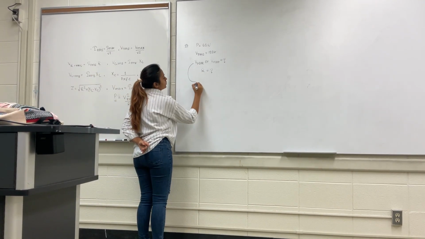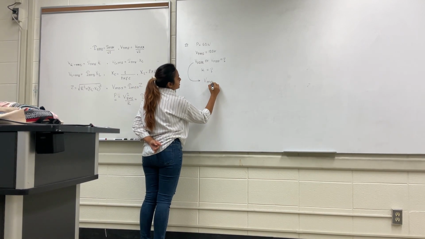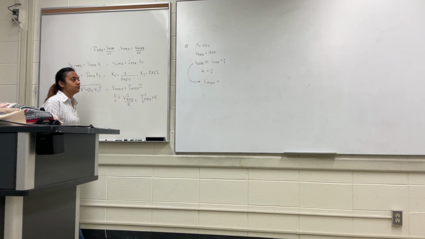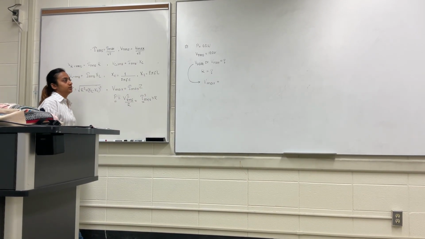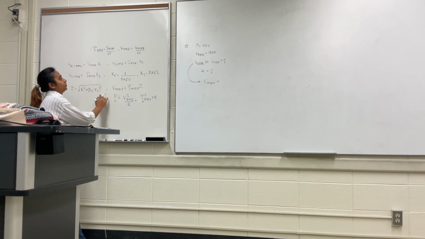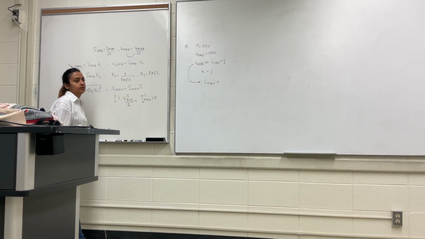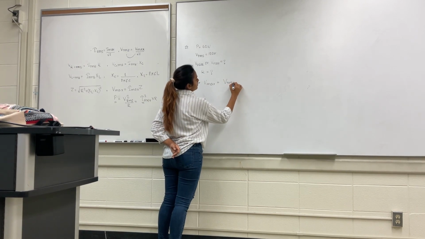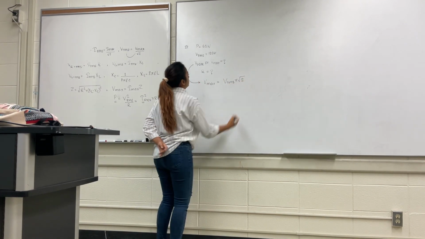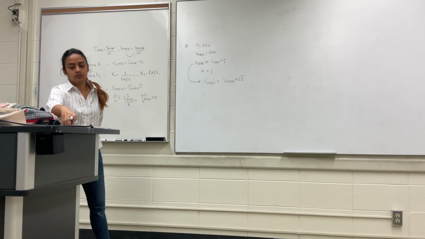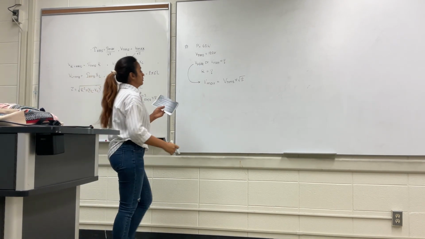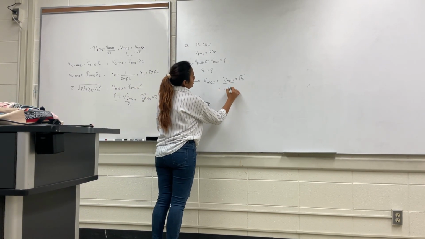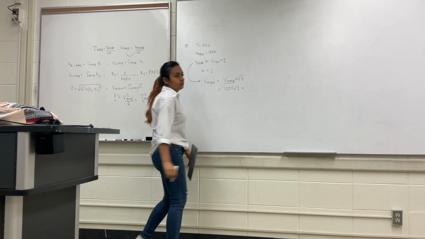Can you tell me which formula you will use to find V max? It's this one, right? So V max is equal to VRMS times root 2. So VRMS is 120, times root 2, and you get the V max.